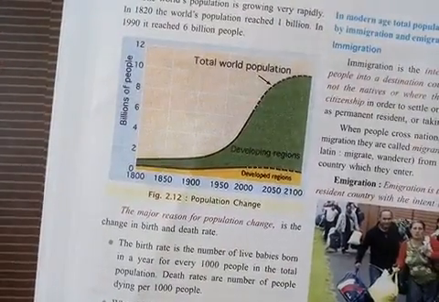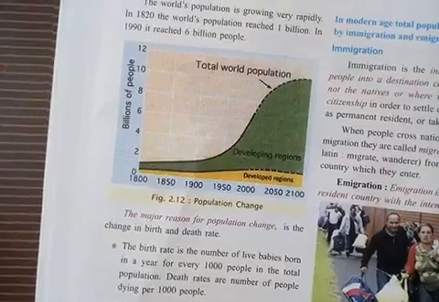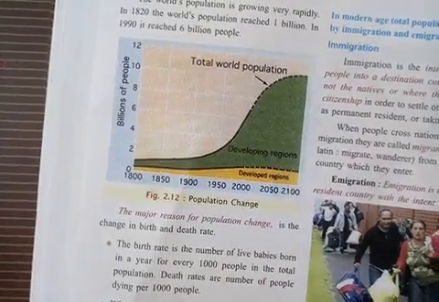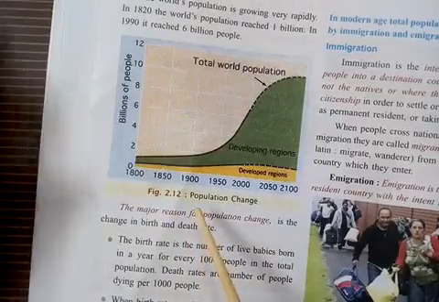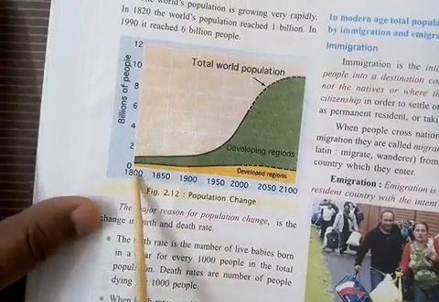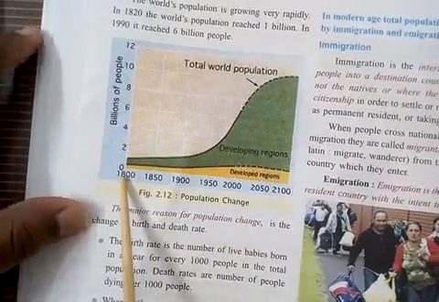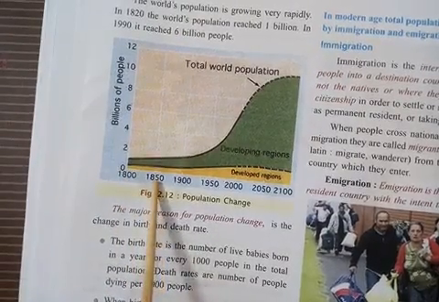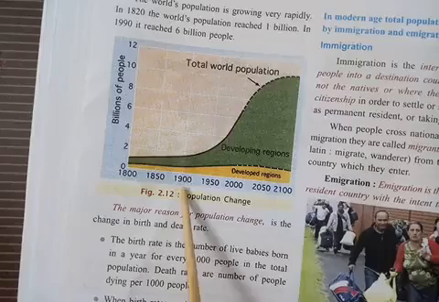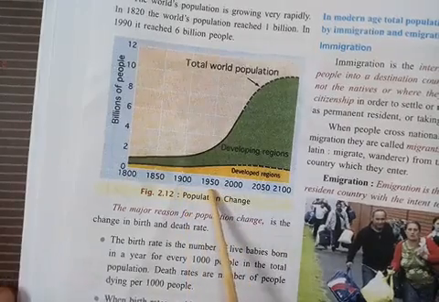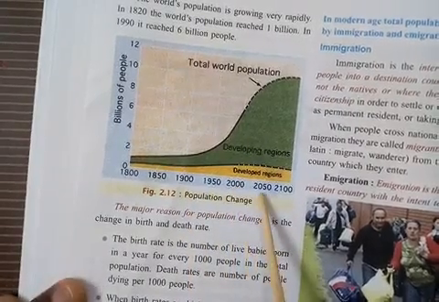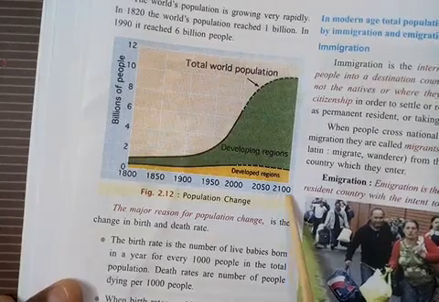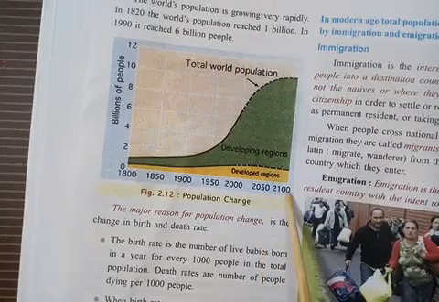Now here, this figure 2.12, if you'll find. In this figure, if you see here, there are two columns. This column shows the year. This is 1800, this is 1850, 1900, this is 1950, 2000, this is 2050, and 21st means 2100. So this is in the future.